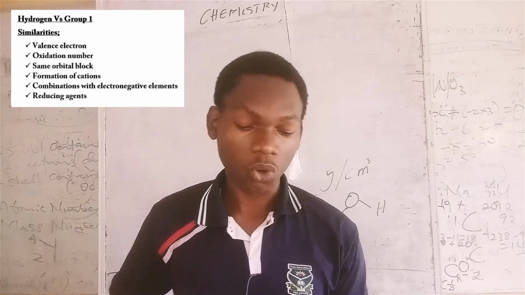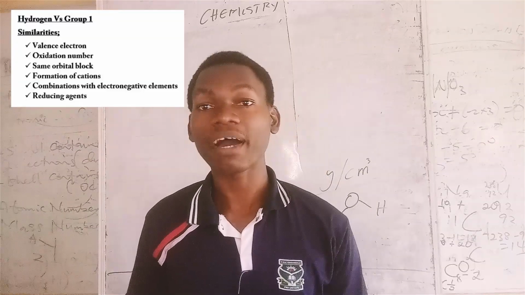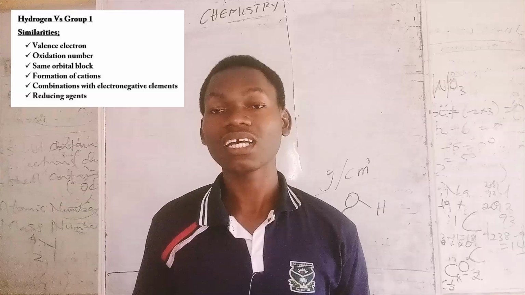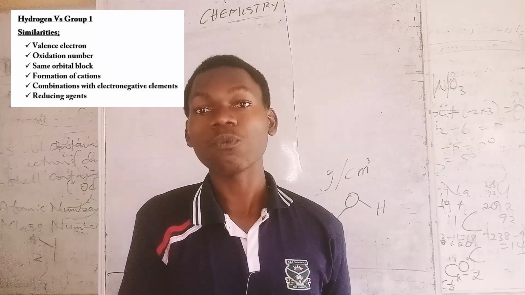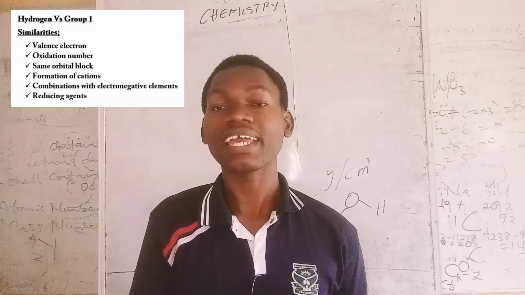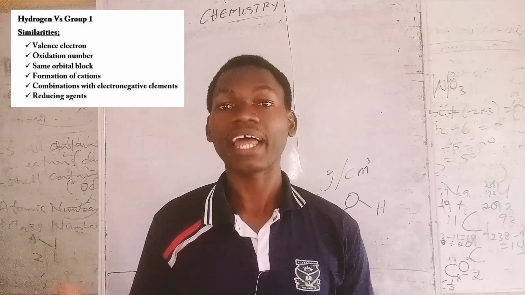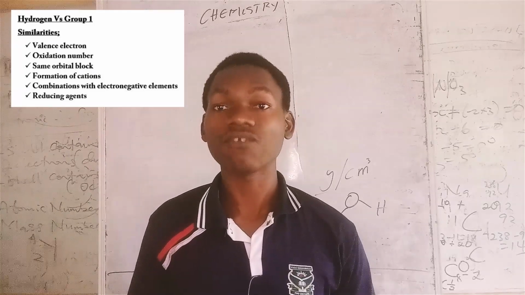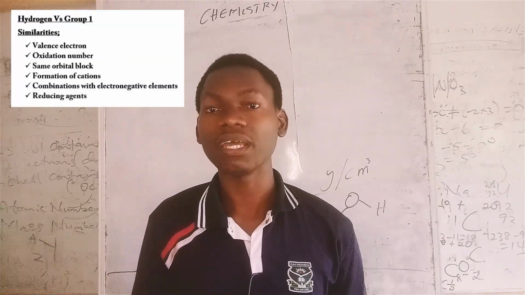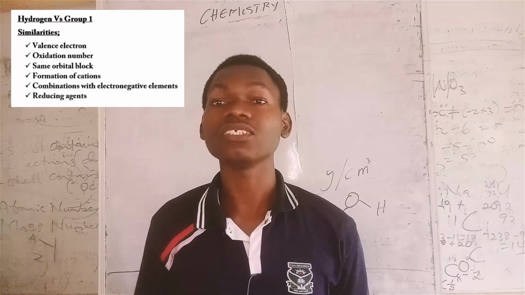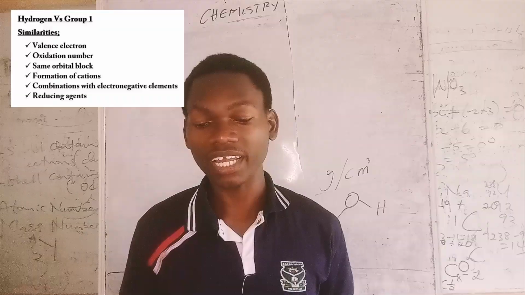Now the next one is combination with electronegative elements. Hydrogen also has the ability to combine with highly electronegative elements like oxygen, chlorine, fluorine, and the rest of them. Same with group 1 elements like sodium. Sodium can react with highly electronegative elements like oxygen to form sodium oxide, and like chlorine and fluorine to form sodium chloride and sodium fluoride. The same with all other group 1 elements like potassium. They all have the ability to react with highly electronegative elements, right? So hydrogen also shares that similarity.